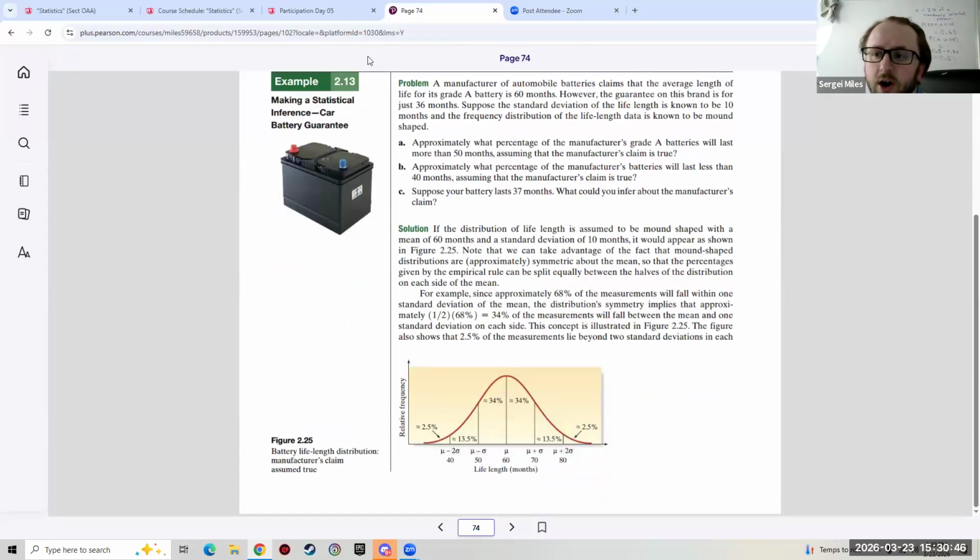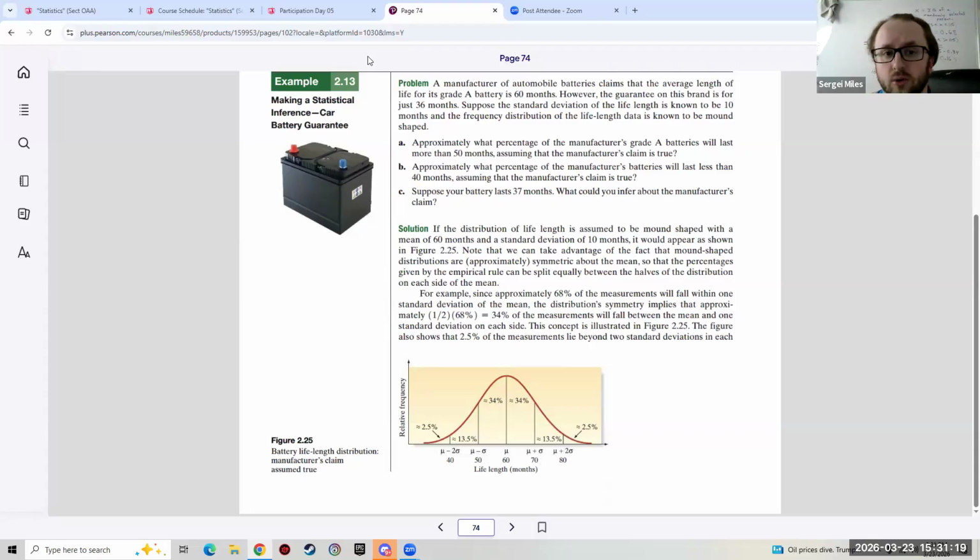A manufacturer of automobile batteries claims that the average length of life for its grade A battery is 60 months, right? This sort of thing happens all the time in the real world. Some company has some product that they produce and they make a claim in their advertisement. They say, our product can do XYZ, right? And they claim, in this case, this car battery can last for 60 months. They're claiming that's the average for the population of all their batteries.